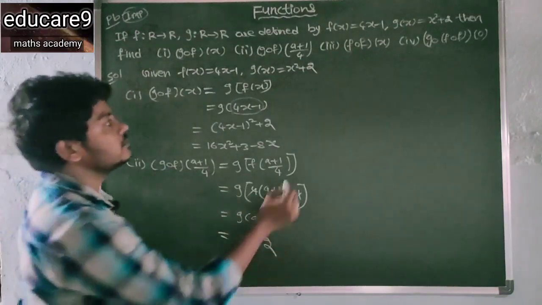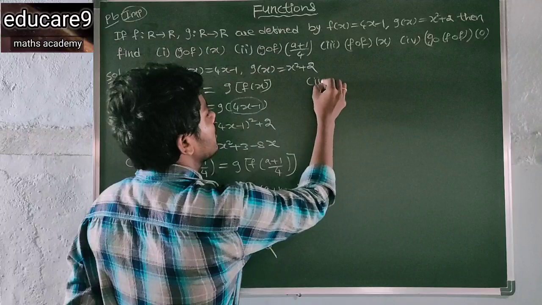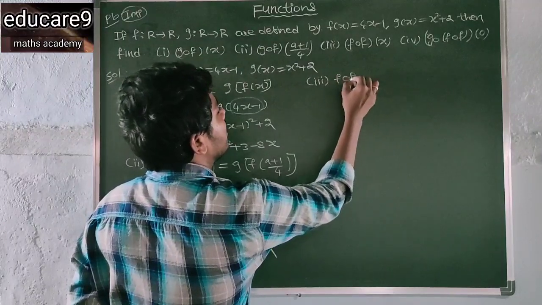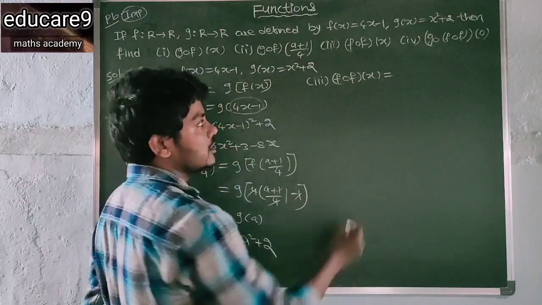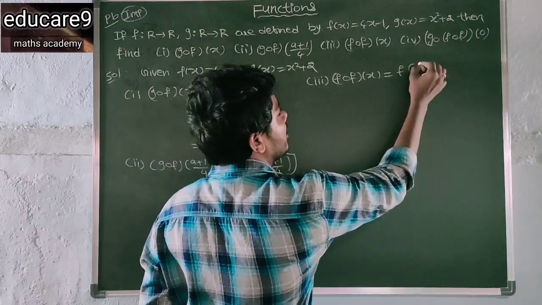And third one, f circle f of x. So this can be written as f of f of x.